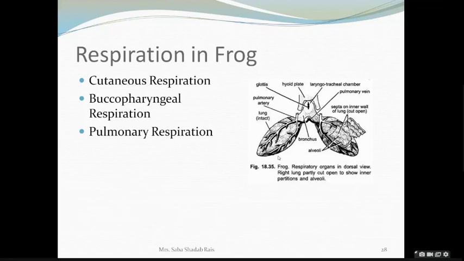So this is all about respiration in the frog, but if you have any doubt, definitely you can ask me. So for this particular lecture, I will stop now.